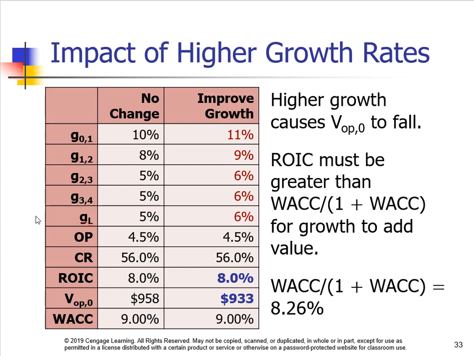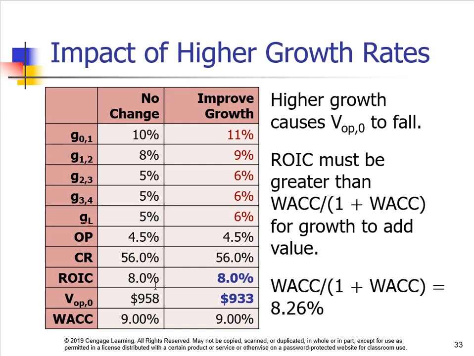So if we look here, we're just going to change one thing. We're going to change the growth rate. So we're going to hold operating capital and the capital requirements the same and the WACC the same. But we're going to increase growth to 11, 9, 6, 6, and 6. And so if we go through that, we find out that the value of operations actually goes down. And so you're like, wait a minute, how can value go down if we grow faster?